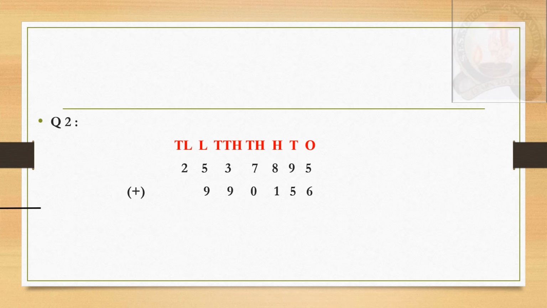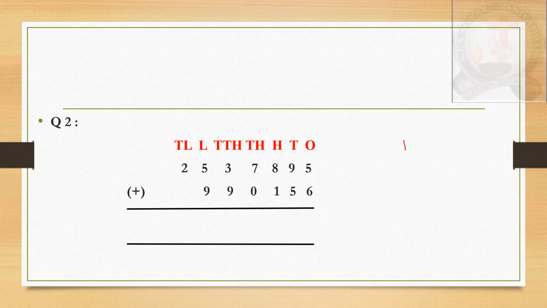okay, so we should do the second question now. Now we'll start from the ones digit. 5 plus 6 is 11. Okay, now what should we carry? 1 we should write in the ones place and 1 should carry to the tens place. 1 plus 9 is 10. 10 plus 5 is 15. For 15, write 5. 1 carried to the next digit.